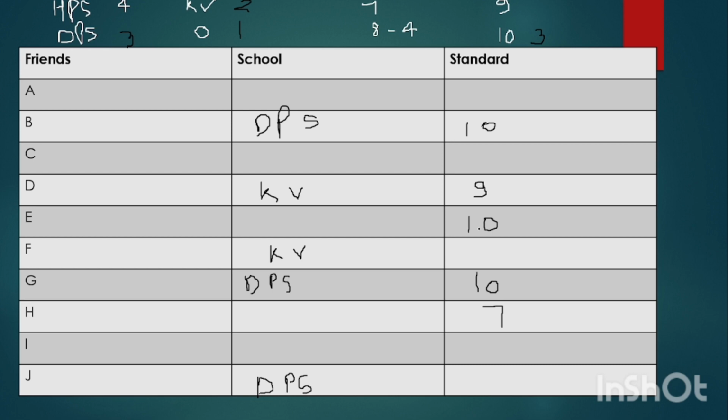KV here is 9, and here KV cannot be 9 over here. Also, it cannot be 10 over here. So the possibility I am having is, I don't know the number of 7 and 9. 9 cannot be a possible option here, and 10 can also not be an option here. So either I will have 7 here or I will have 8.